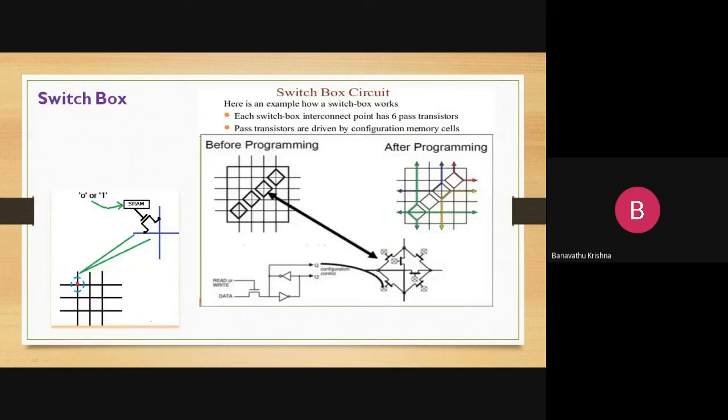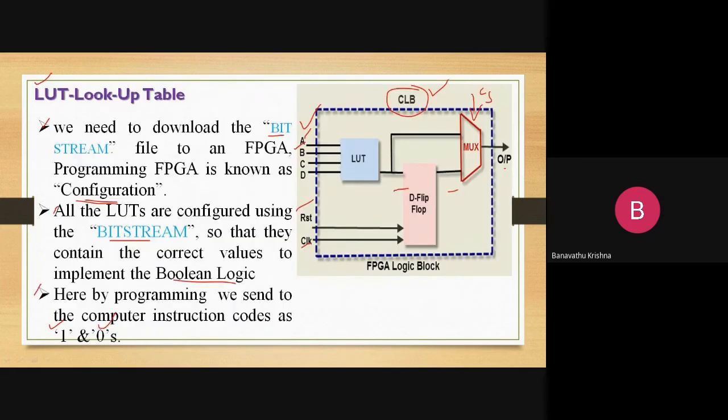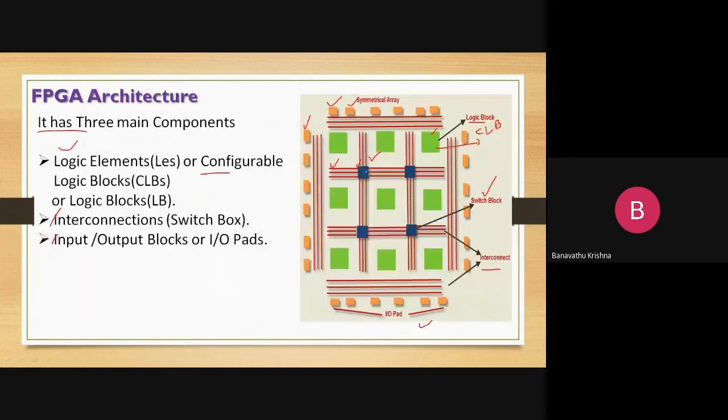Okay. Next, switch blocks. Here, the switch box is nothing but where we are making the connection. This is the switch box here, right? We are making the connection between horizontal and vertical lines. There are different channels. This is the horizontal channel and there is a vertical channel. So these are the routing channels here. We are making the connection between the horizontal and vertical channels by using switch blocks.